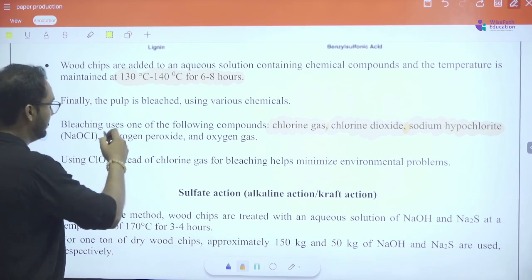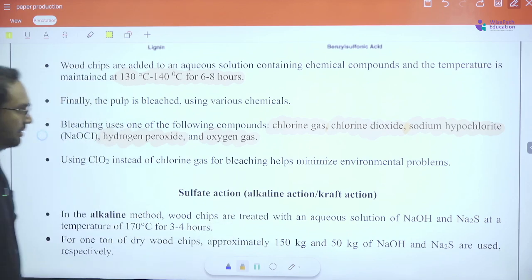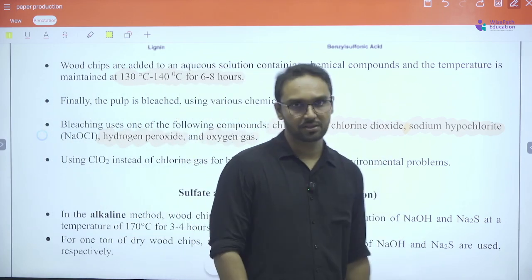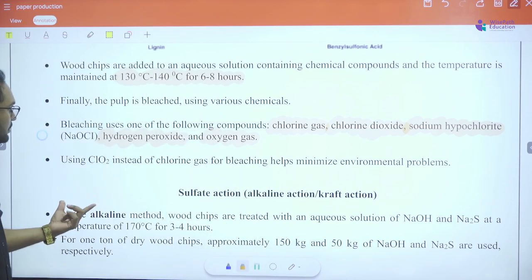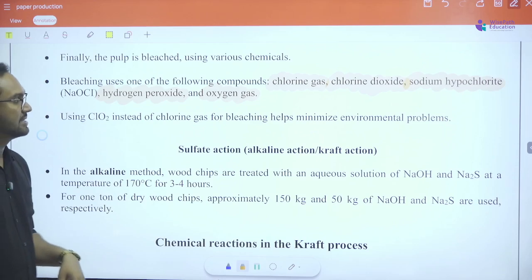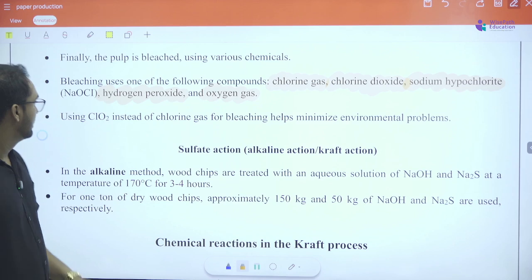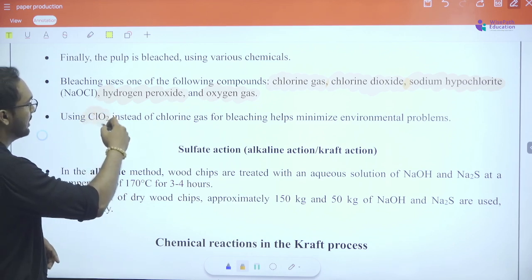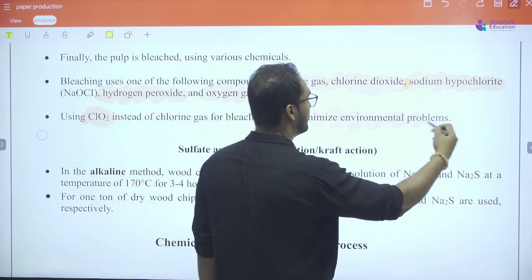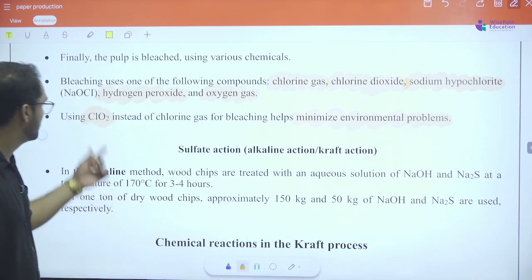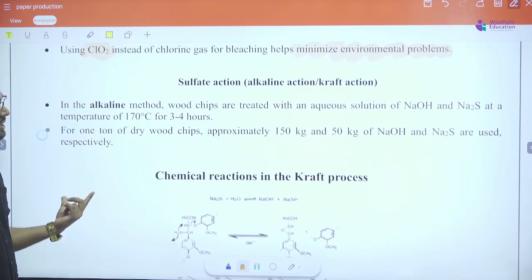And hydrogen peroxide and oxygen gas as well. So these are the bleaches, and out of those chlorine dioxide, ClO2, is the best to use. Using ClO2 instead of chlorine gas for bleaching helps minimize environmental problems, highlighted. So the best choice is actually using ClO2. So that is the sulfite method.